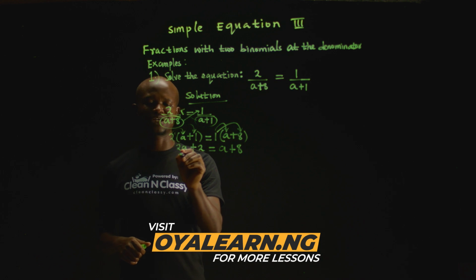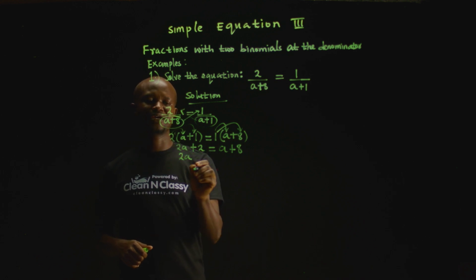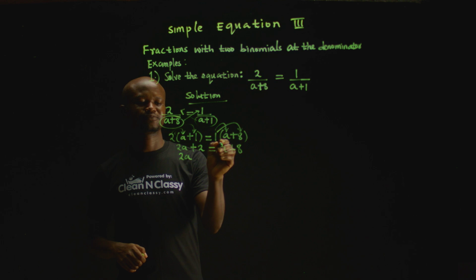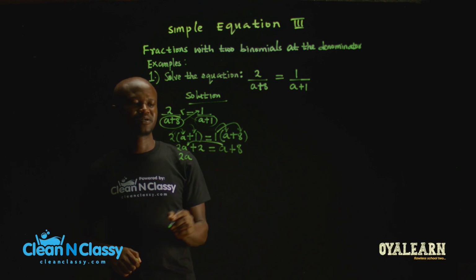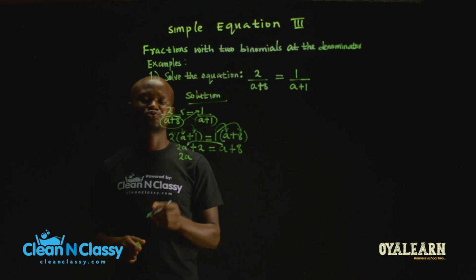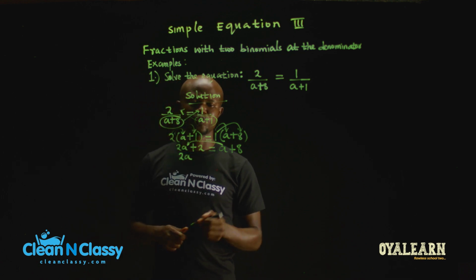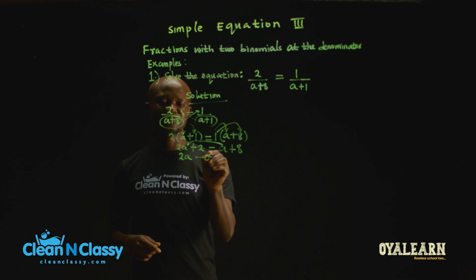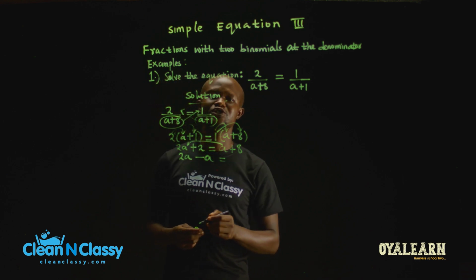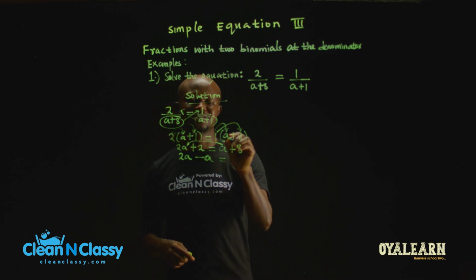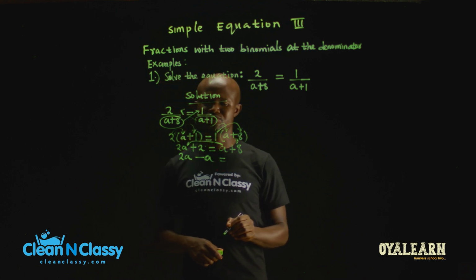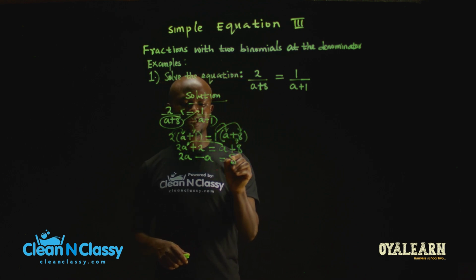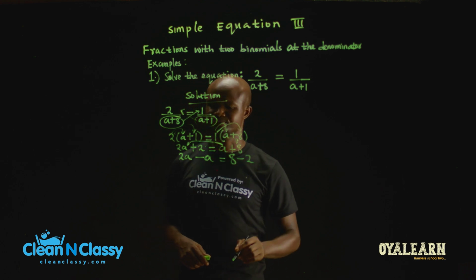Collecting the like terms, what are we going to have? 2a, we come and meet a, we meet 2a at the left. So we move a to the left, it will become minus a. Then we need to move plus 2 to the right to turn to minus 2. So we have 8 minus 2.